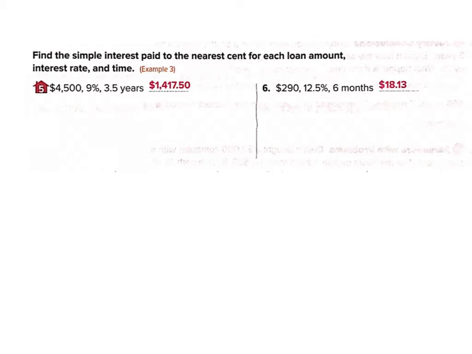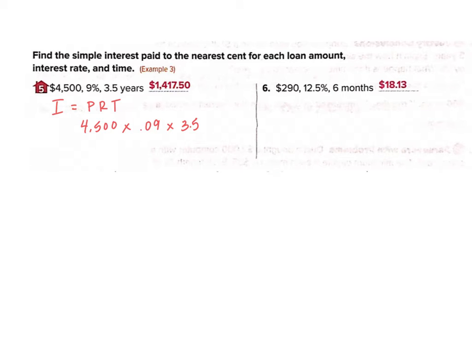Alright, the directions for number 5 and 6 say to find the simple interest paid to the nearest cent for each loan amount, interest rate, and time. Here you can see that our answers are going to be pretty big, but the equation stays the same. I equals PRT. My principal is $4,500. My rate was 9%, so I'll write that as 0.09. And my time was 3.5 years, so I'll write that as 3.5.